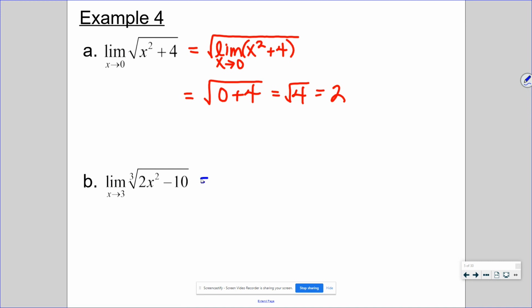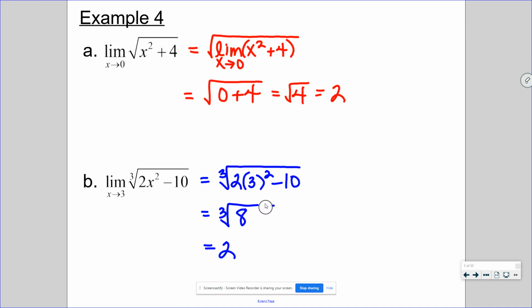We're going to try the same thing down here and do plug and chug. So we have cube root of 2 times 3 squared minus 10. Be careful with your mental math. 3 squared is 9 times 2 is 18 minus 10, so 8 here. And the cube root of 8 is positive 2. So everything seems to be working out pretty well so far.